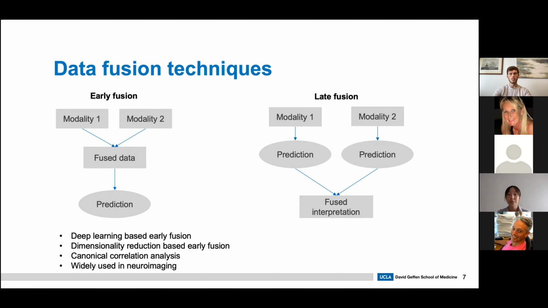And for early fusion, we have two categories of techniques, which are deep learning based and dimensionality reduction based. And we chose the dimensionality reduction based technique because it's more interpretable and also requires less training data. And one commonly used technique is called canonical correlation analysis. And it's actually widely used in neuroimaging, but not as much in the other disease domains.